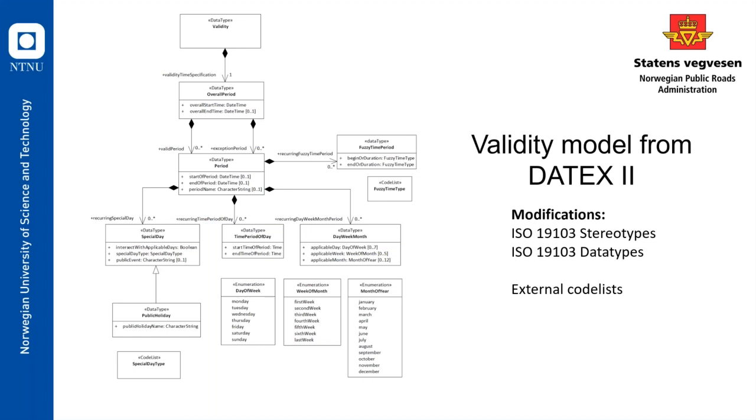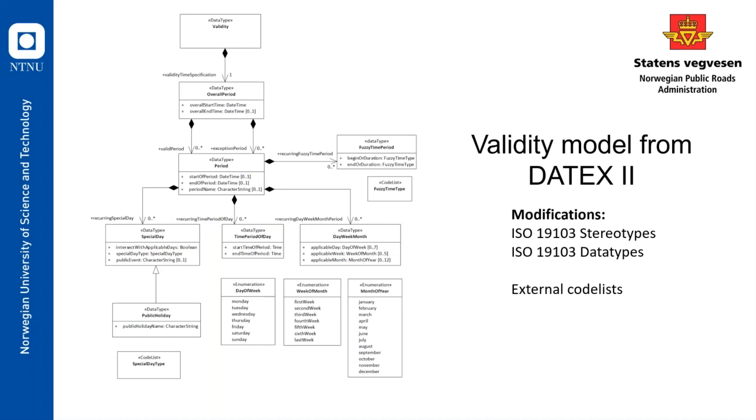But other lists were not so relevant to have as external code lists, like day of week, which is something you can assume is quite stable. It will not change very often. Also, the number of weeks in a month is something that's quite stable, and the months of the year. So that was one model we included from DATEX.